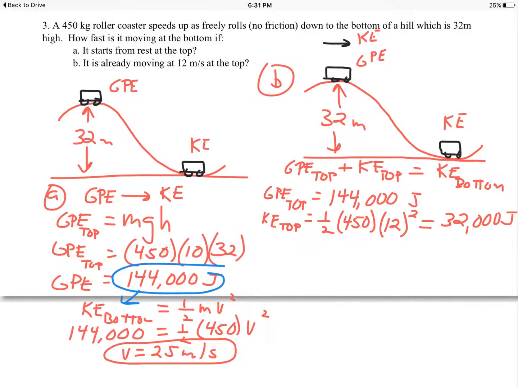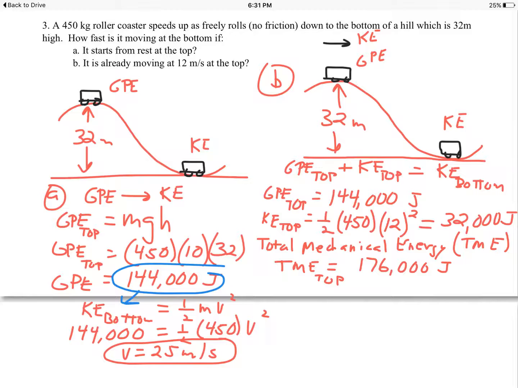So what we'll say here, or what's commonly referred to now as the total mechanical energy, the TME, let me write that down, the total mechanical energy, the TME, at the top is the sum of those two. In other words, if I take the 144 plus the 32, 144,000 plus the 32,000, the total mechanical energy at the top is 176,000 joules. It's a combination of GPE and kinetic energy.